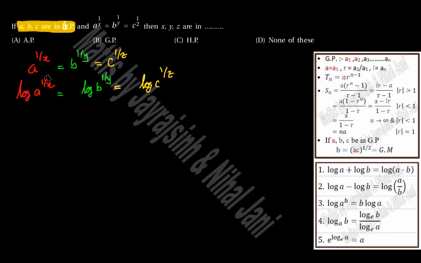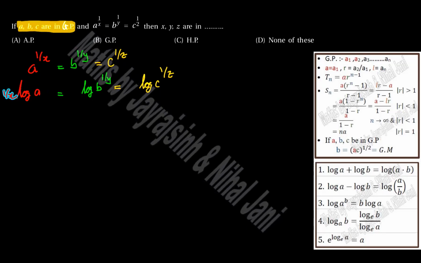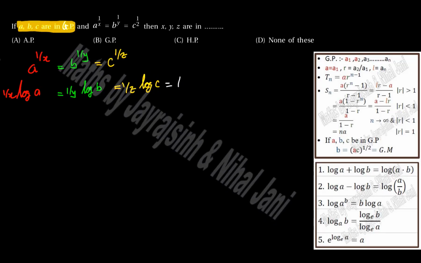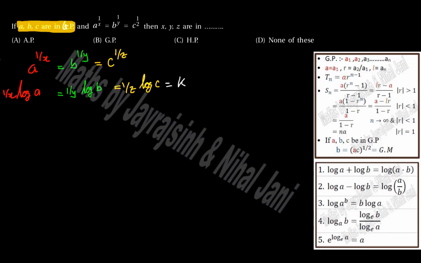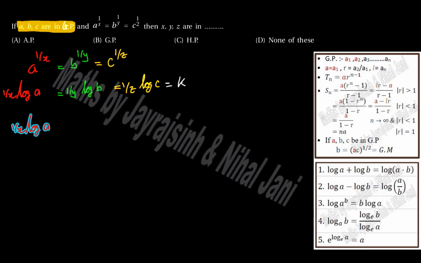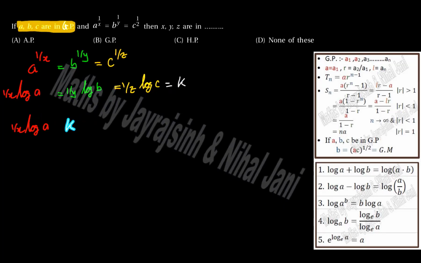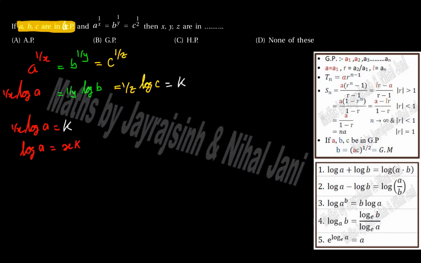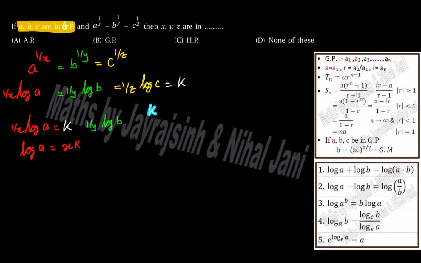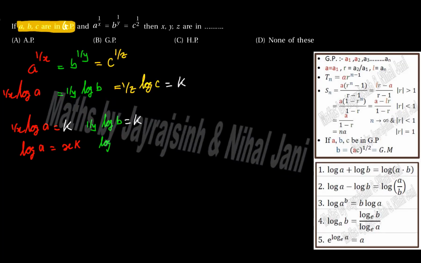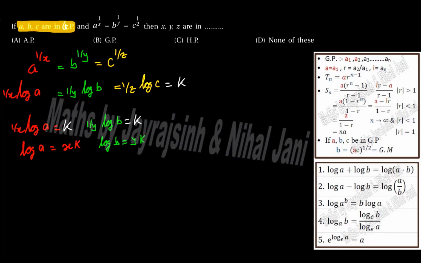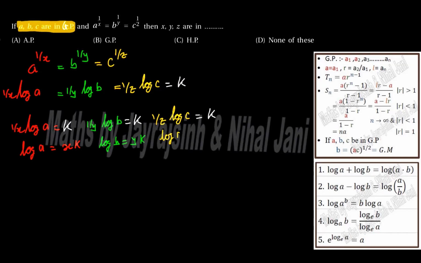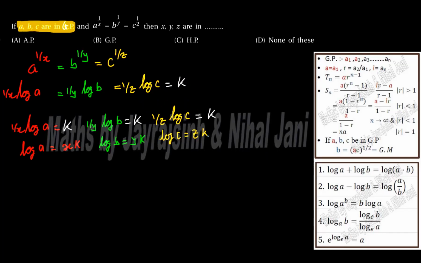Now we know the property of log. We can move the power within the multiplication of log. Let's assume that it is equal to k. Now by comparing first and last term, we can get log a is equal to x into k. Similarly, from second term, we will get log b is equal to yk. And from third term, we will get log c is equal to z into k.